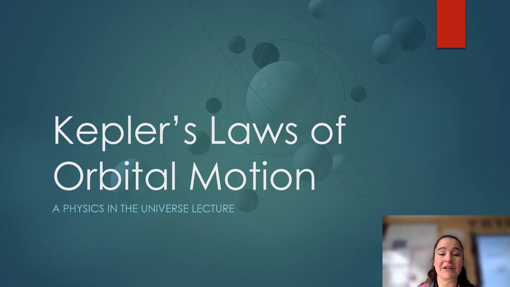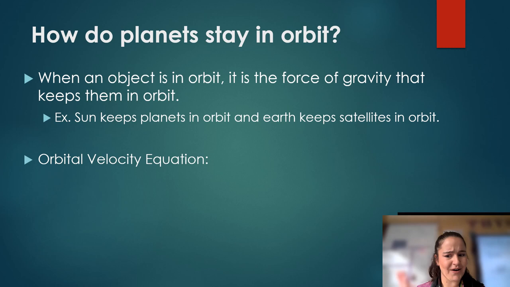Here we're going to be putting together what we know about circular motion with what we know about universal gravitation to apply it to satellites and moons and planets and any object orbiting in space. So let's start with the basics. How do the planets stay in orbit?